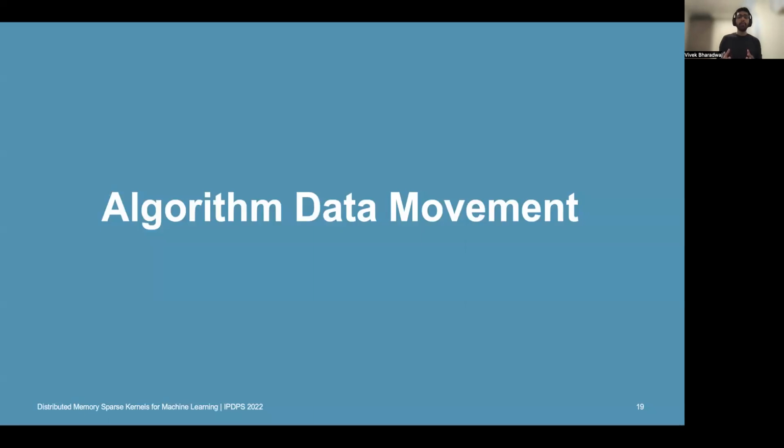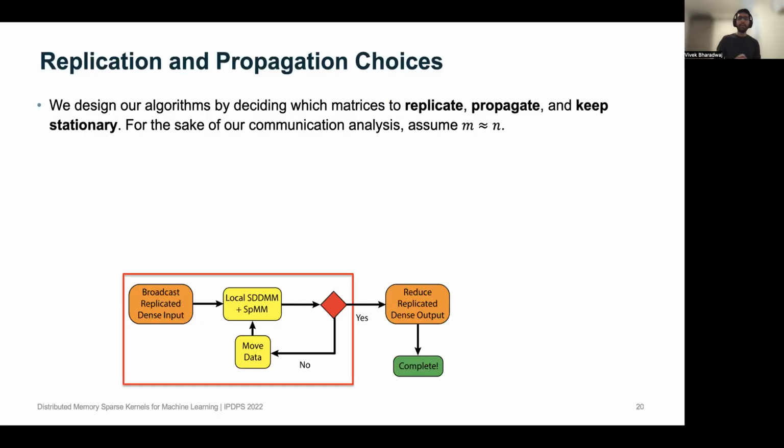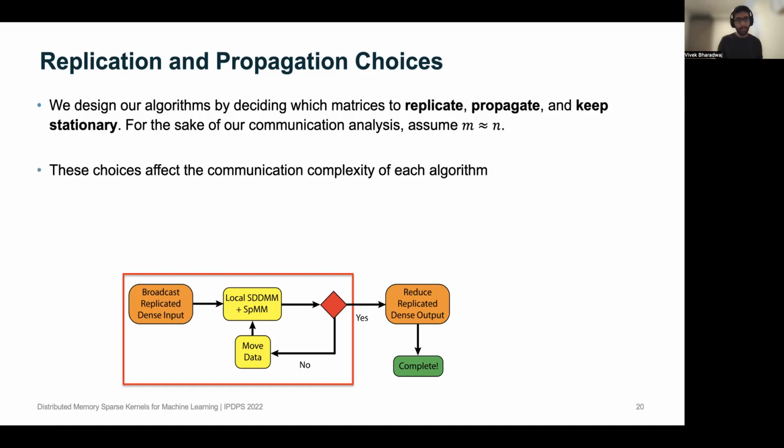Now let's take a look at how exactly we design our algorithms and how exactly we move data and perform local computation. We're going to design our algorithms by deciding which matrices we're going to replicate, propagate, and keep stationary. For the sake of our communication analysis, I'm going to assume that M is approximately equal to N. So these are roughly square-shaped sparse matrices, which arise in a lot of graph applications. And these choices just affect the communication complexity of each algorithm.